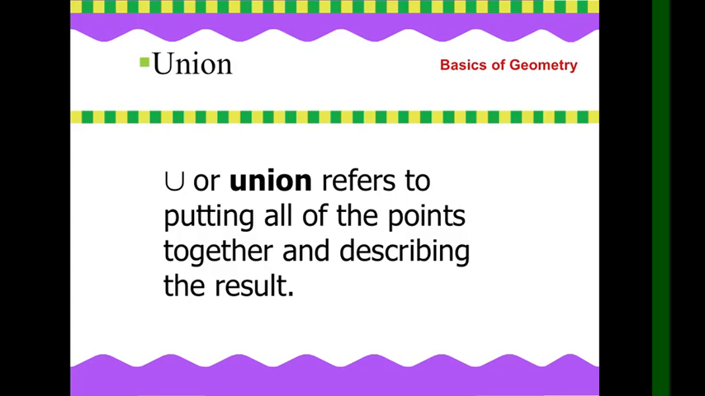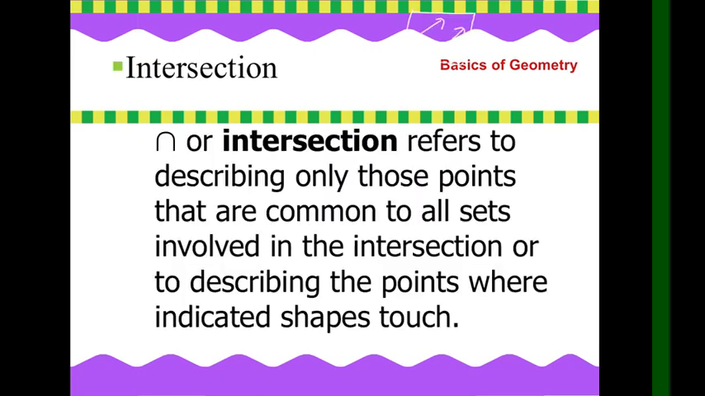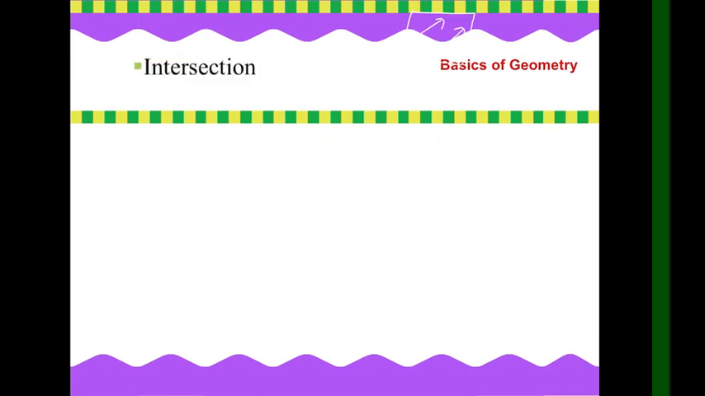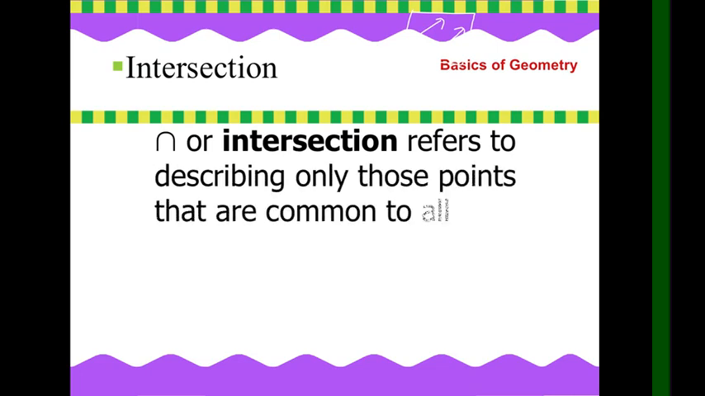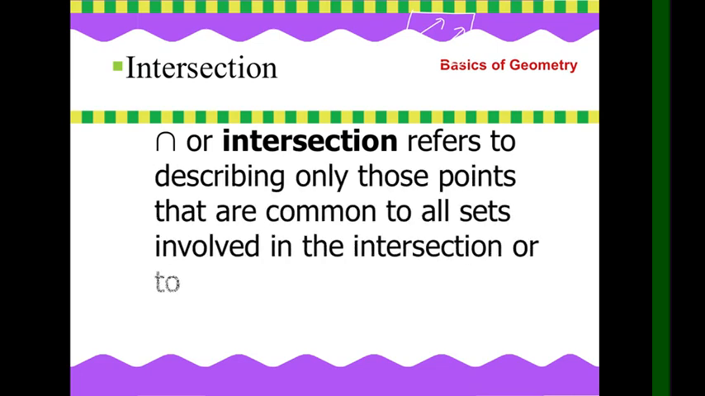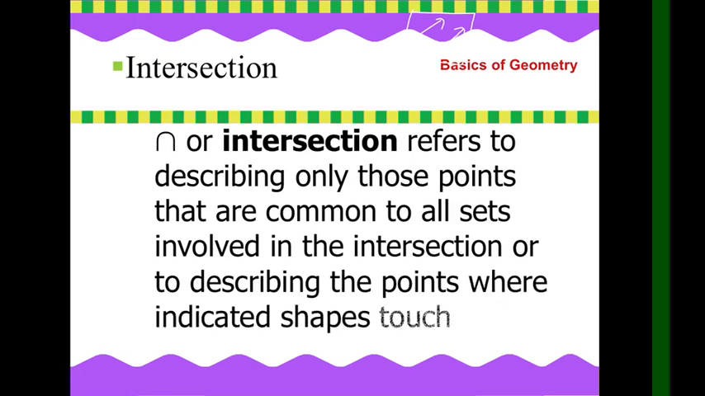Okay? Next, union. Union with the capital U refers to putting all of the points together and describing the result. That's the union. Ibig sabihin, as we all know, when you are talking about the union of sets, lahat ng points ang tinutukoy doon. On the other hand, intersection, yung baliktad na U, refers to describing only those points that are common to all sets involved in the intersection or to describing the points where indicated shapes touch. Okay? Pag sabi intersection, kung ano lang yung parehong points or common points ng isang set.